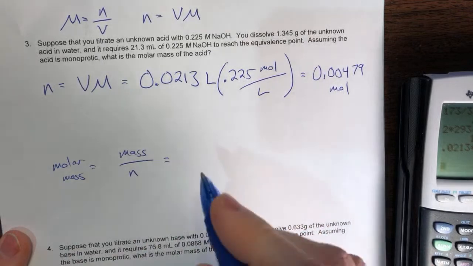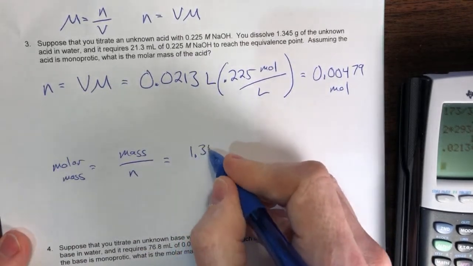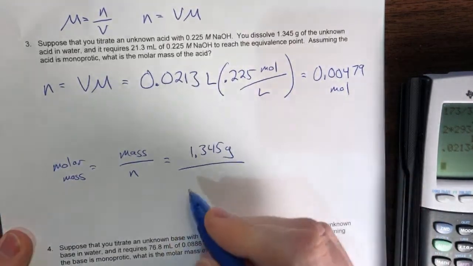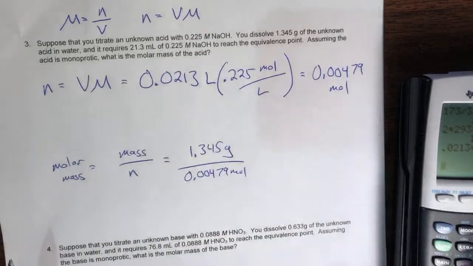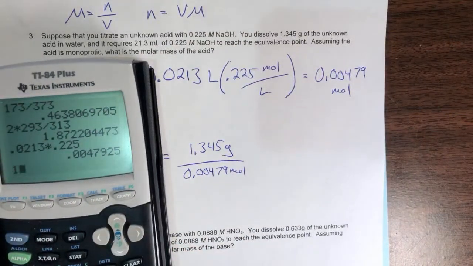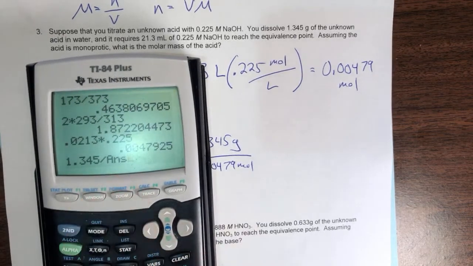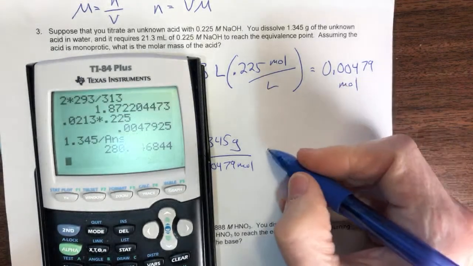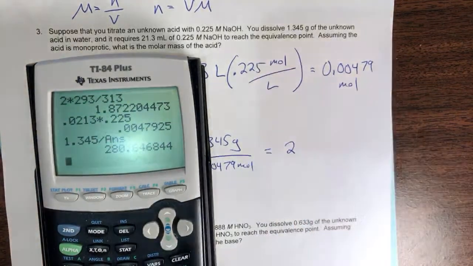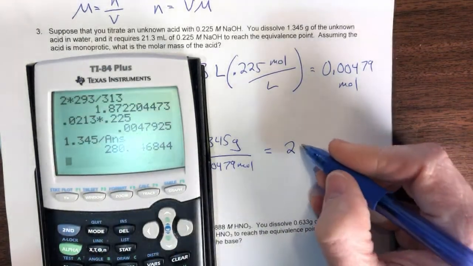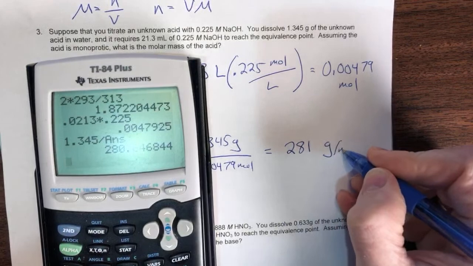So finally, we're going to take that unknown mass, 1.345 grams, and divide by moles, 0.00479 moles, and that's going to get us a molar mass. So 1.345 divided by our previous answer, and I'd make sure I divide by the previous answer so I don't have any kind of rounding issues in my calculator. And that's our final answer. It's going to be 280.6. Technically, yeah, we have 3 significant figures, so I'm going to round this 0.6 up to 1, so it's going to be 281 grams per mole.